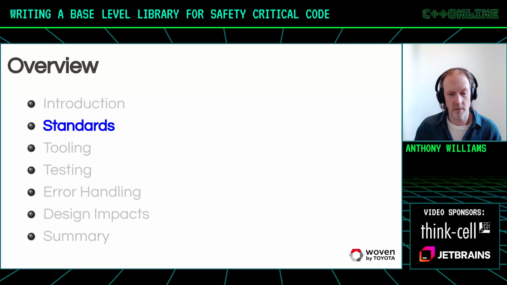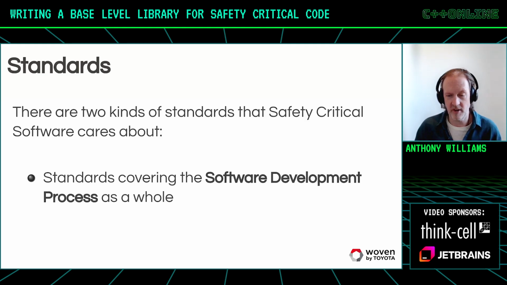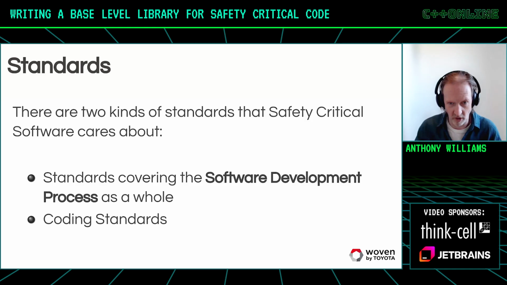But now let's talk about standards. When we talk about safety critical software, there are two sorts of standards that we care about. There are standards that cover our development process, and then there are coding standards that affect the actual code that we write. They are distinct, because the process standards tend not to be programming language specific, whereas the coding standards do tend very much to be programming language specific.